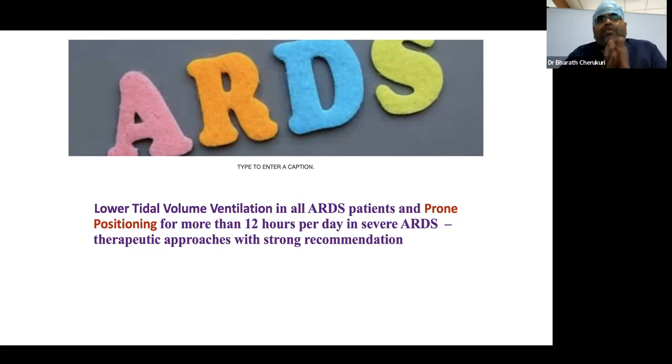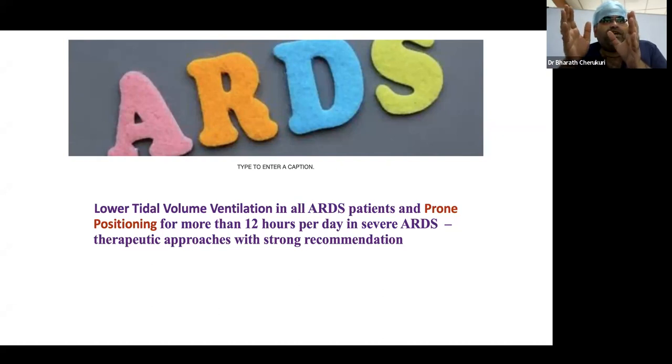So after prone ventilation, we see whether the patient shows any improvement in terms of oxygenation. Even with these evidence-based strategies, if the patient has not improved, then as a last resort, we are left with extracorporeal membrane oxygenation.